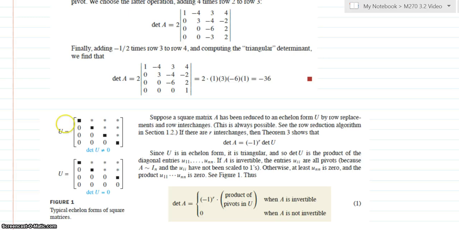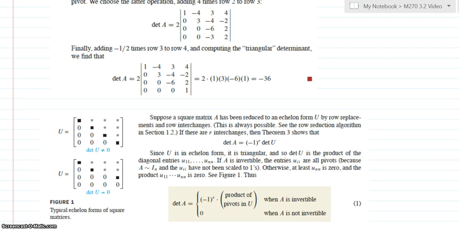It turns out, say this is U, this is the determinant of U. Since U is in echelon form, it's therefore triangular, and so the determinant of U is just the product of all the entries. So the determinant of A is equal to (-1) raised to the r times the product of all the pivots, because of all the interchanges. And again, we're not going to do any multiplication or division, just count how many interchanges we do.